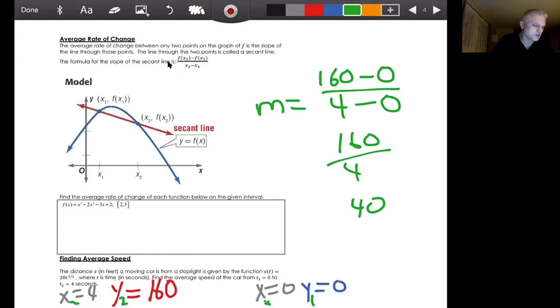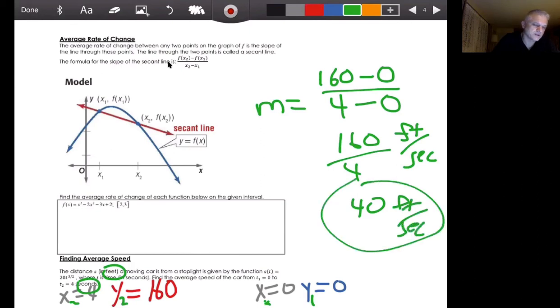Okay, now what is this? It's feet over seconds. So it's 40 feet per second. There's your average rate of speed.